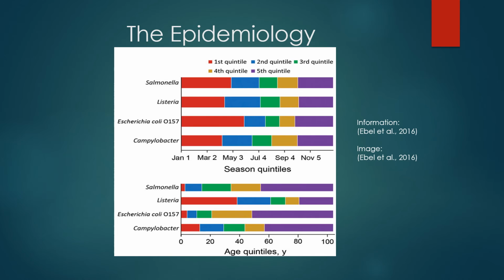Seasonal quintiles were similar across pathogens except for E. coli O157. The first season was longer compared with the other pathogens, extending from January through the end of May. But age quintiles differed substantially across pathogens. For example, to capture 20% of the data for Listeria, the first quintile was defined as cases in patients who were 0 to 38 years of age. In contrast, the first quintile for Salmonella only extended to patients 3 years of age.